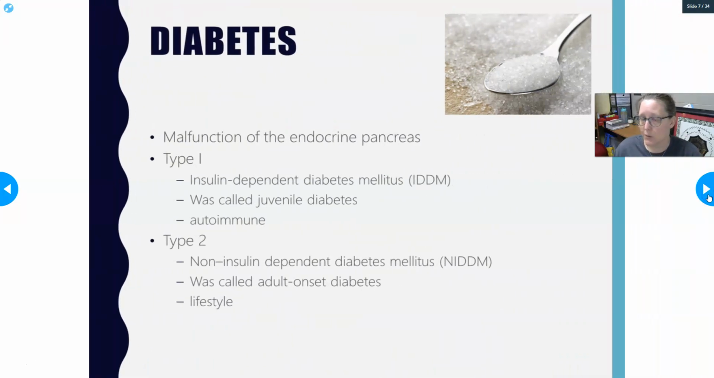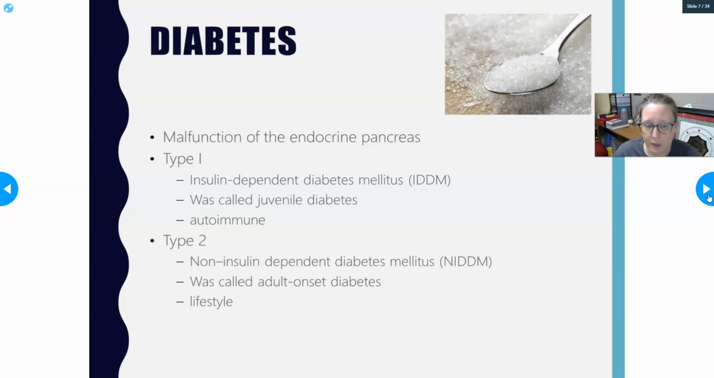So moving on to diabetes, we're going to spend a lot more time here in diabetes. Diabetes is a result of the malfunction of the endocrine part of the pancreas. The two types of diabetes you'll see are type 1 and type 2, and we're going to get into detail in each one. But basically type 1 used to be called, or can still be called, insulin-dependent diabetes. It was called juvenile diabetes, and it is an autoimmune disease, or an autoimmune reaction to the beta cells. And so you have total destruction of the beta cells and total lack of insulin in type 1 diabetes.